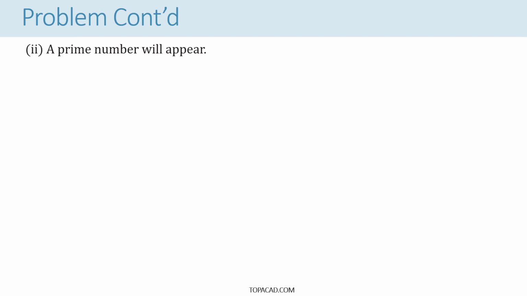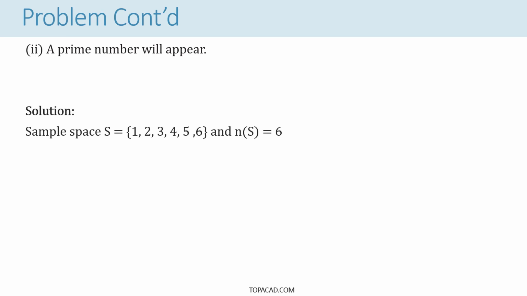The next question is, a prime number will appear. We already know what the sample space is, and we know that the number of outcomes in the sample space is equal to 6. So let B be an event where a prime number will appear. What are the prime numbers in this sample space? It is 2, 3 and 5. Note that we only have to look in the sample space to find the event.